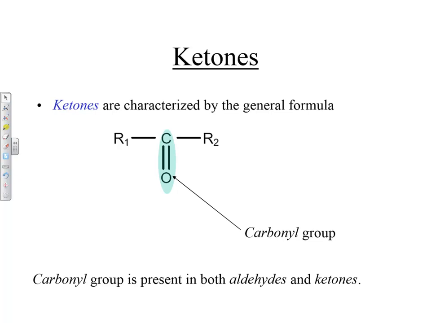The next group of organic compounds are called ketones, and ketones are characterized by the general formula. You will have a carbonyl group, C double bonded with O. Aldehyde had that, with a hydrogen attached. For a ketone, it's C double bonded with O and then there will be two possible organic groups, R1 and R2. You've heard of acetone; that's a ketone. So the carbonyl group is present in both aldehydes and ketones.